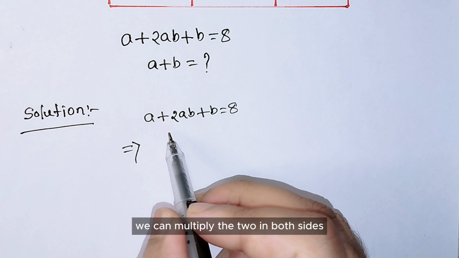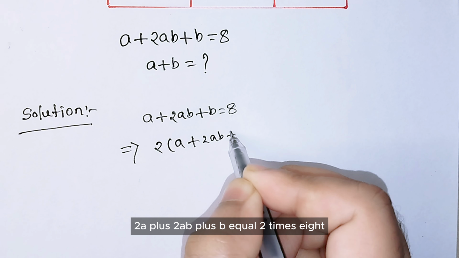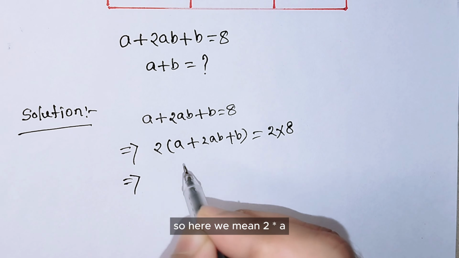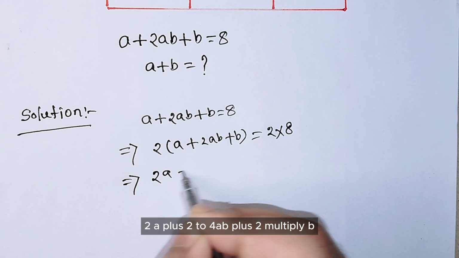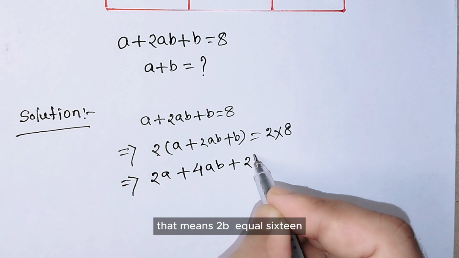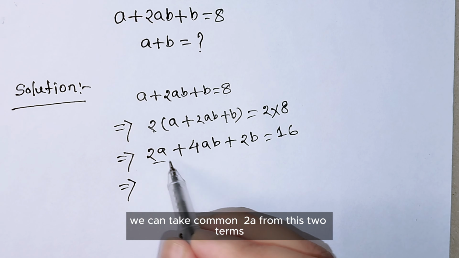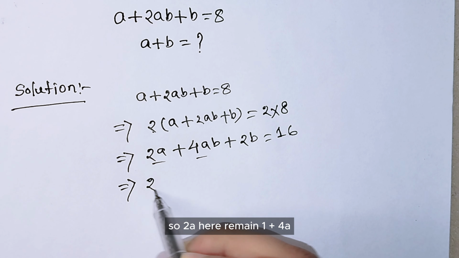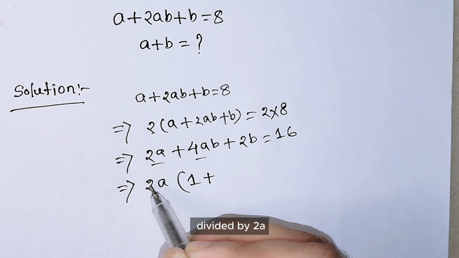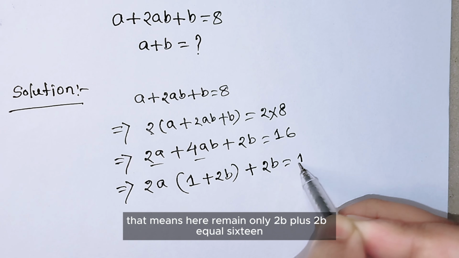We can multiply the 2 on both sides. 2 times (a plus 2ab plus b) equal 2 times 8. So here remain 2a plus 4ab plus 2b equal 16. We can take 2a common from these two terms. So 2a, here remain 1 plus 2b, plus 2b equal 16.